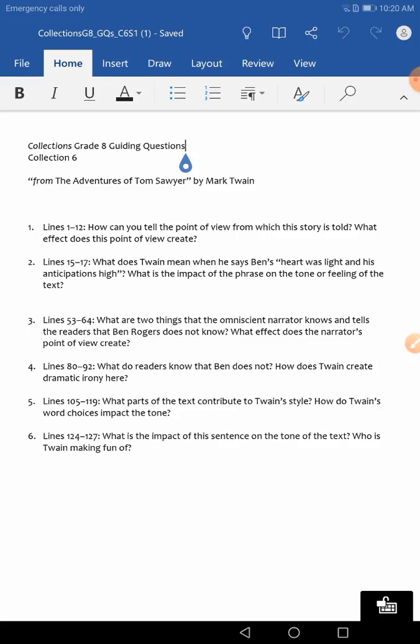Before answering this question, let me talk about the omniscient narrator. When the story is narrated by an omniscient narrator, that means the narrator knows everything about the characters and the story events. Is that clear? Let's now answer the question.